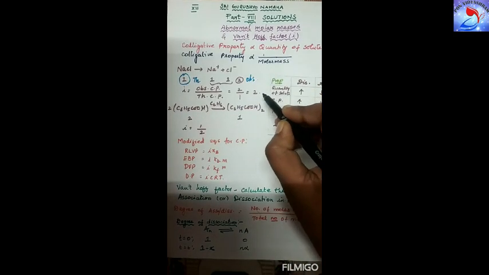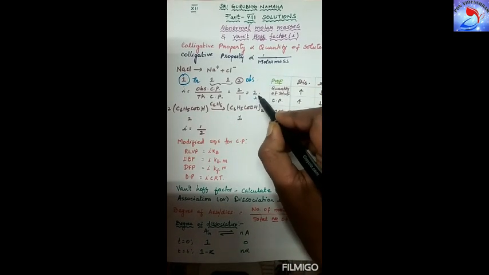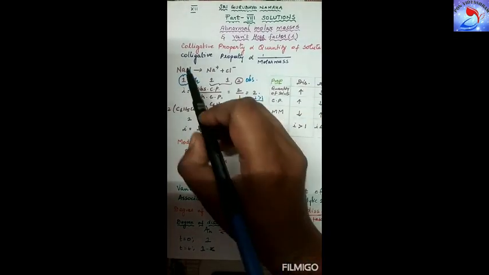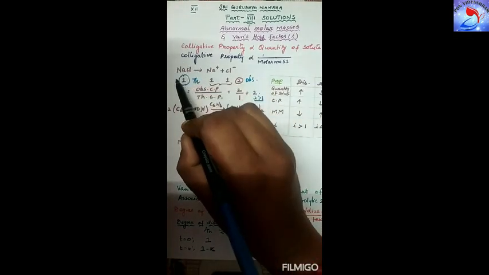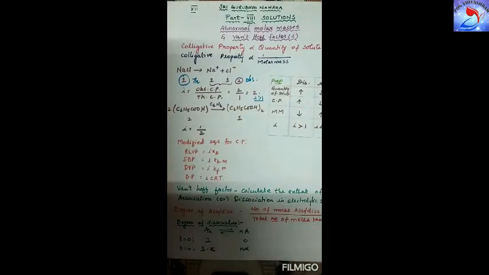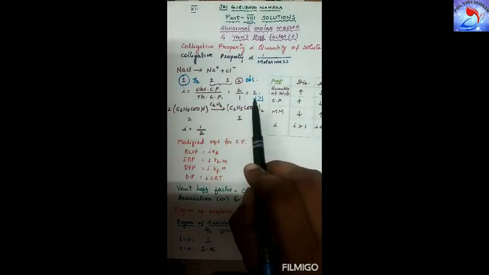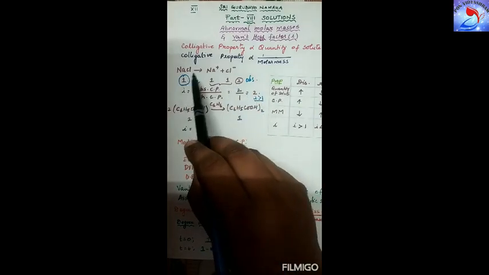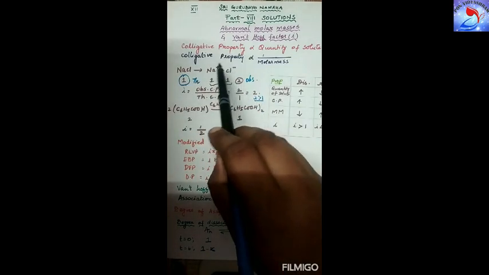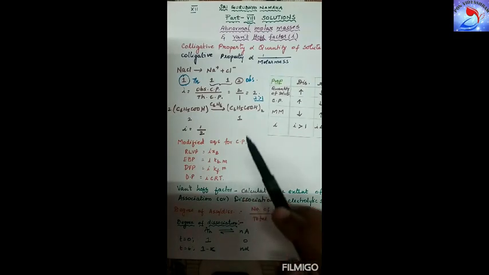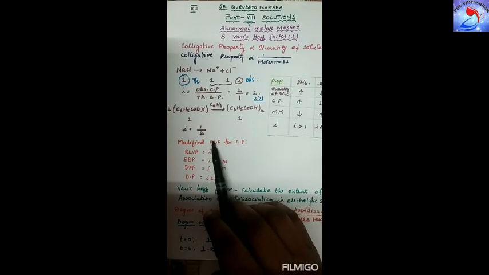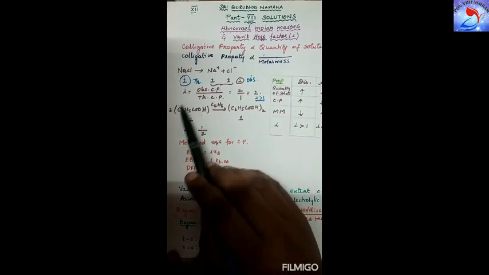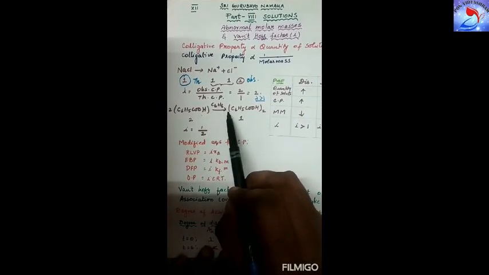So this Van 't Hoff factor i, which is greater than 1, indicates that the added electrolyte undergoes dissociation. Remember, when the Van 't Hoff factor i is greater than 1, it indicates that the electrolyte has undergone dissociation. Let us go for the second example, benzoic acid. 2 molecules of benzoic acid in benzene.